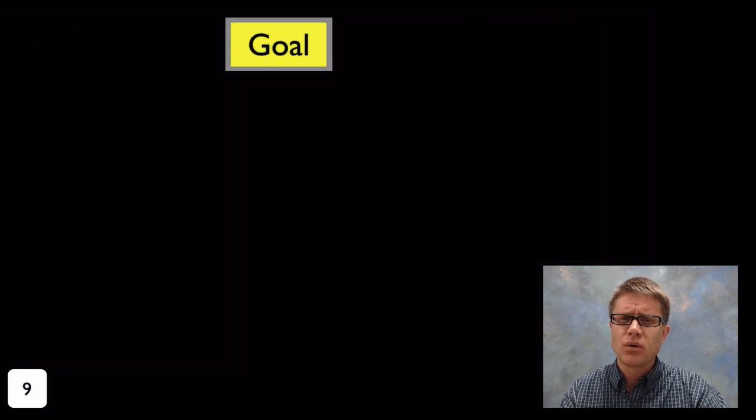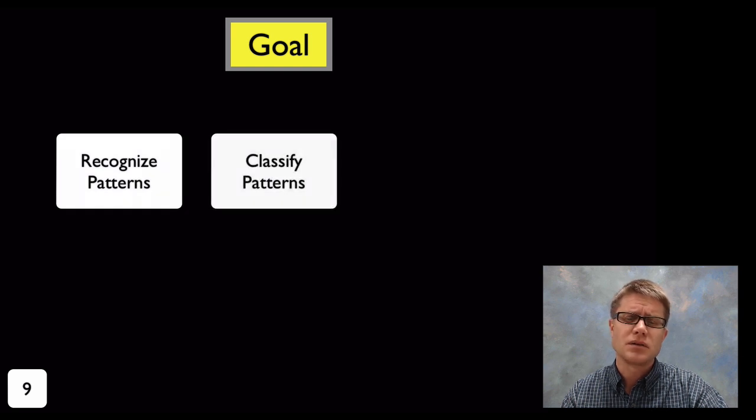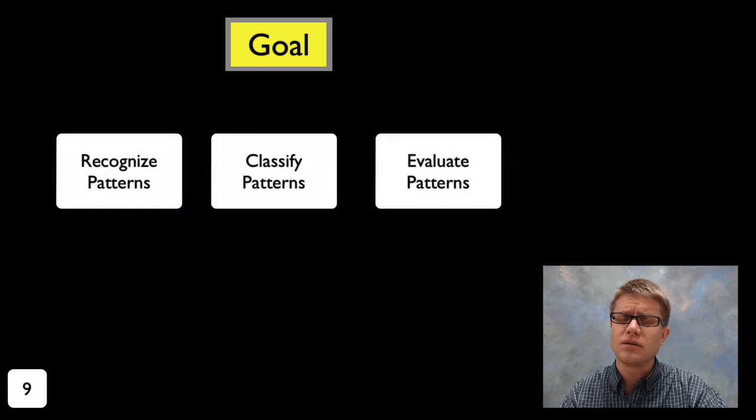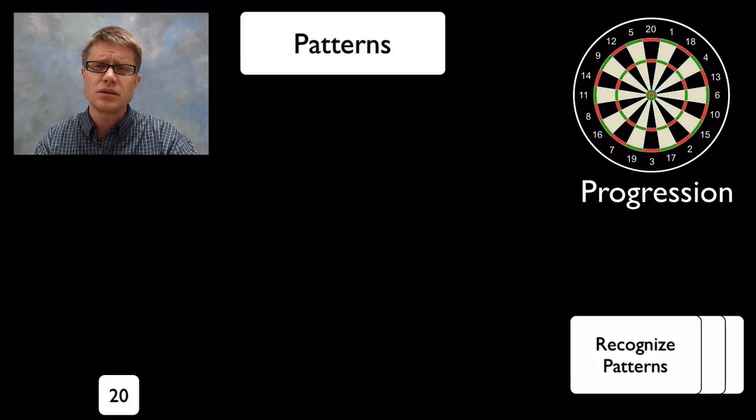And so what is the goal in science education? It is to get our students to recognize patterns, to classify those patterns, and then even to evaluate those patterns. And so what's the progression? In other words, how do you teach this? How do you get students in elementary school using the term pattern and pattern recognition? In other words, throwing darts at a dartboard and getting better and better and better over time.